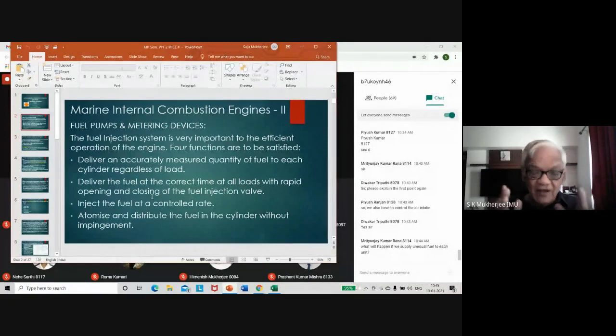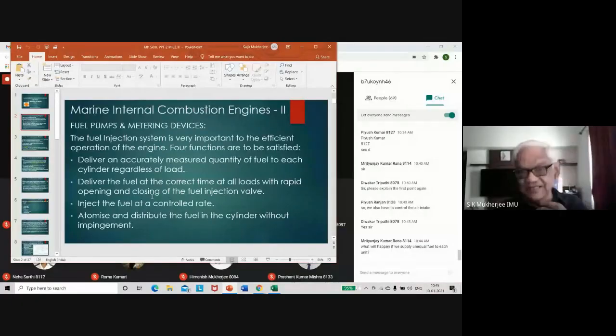And our air being drawn by the turbocharger is not being restricted by a contaminated or an obstructive filter.